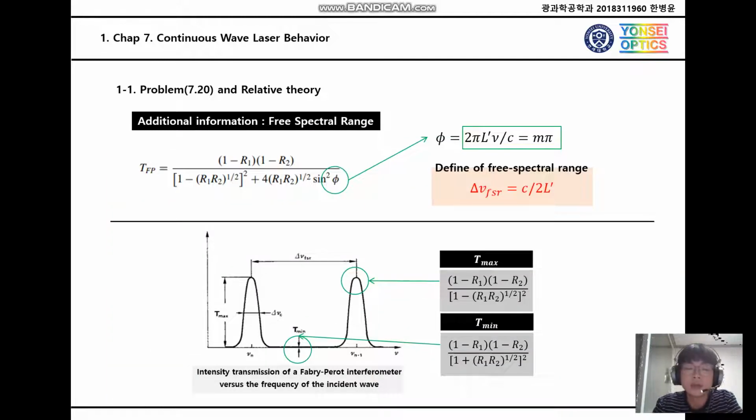This additional information part is actually what I did in my previous presentation. However, I added this page because important formulas are expressed to solve this problem. First is the free spectral range. Considering the speed and frequency of light, the wavelength, and the condition under which a standing wave can be made between two mirrors, we can get the definition of the free spectral range.